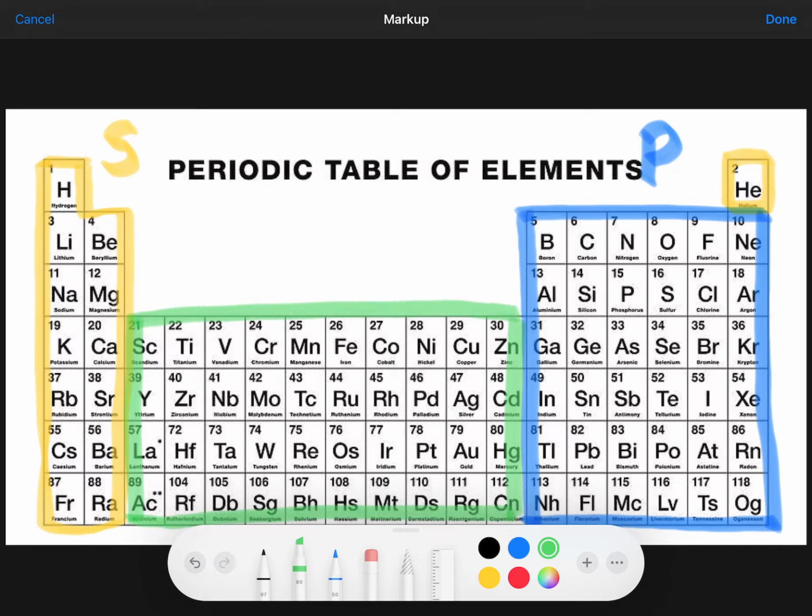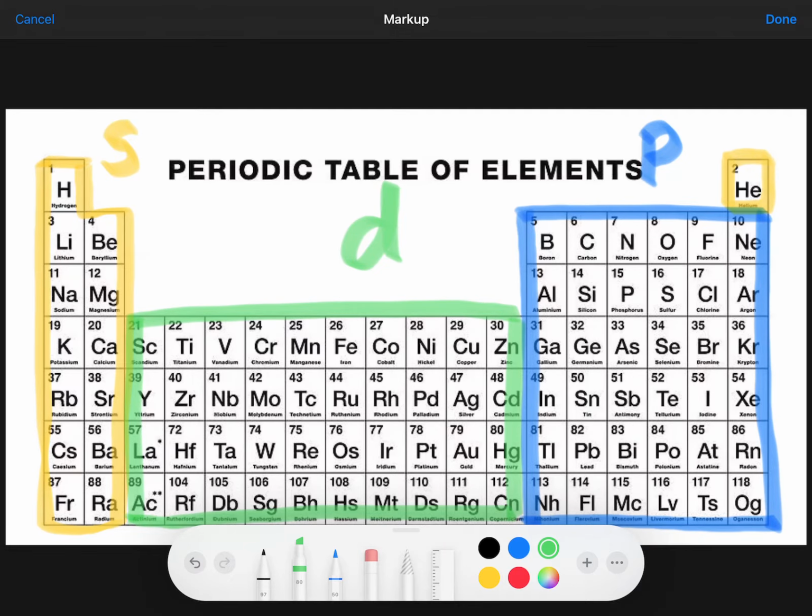Are we supposed to be writing this? No, but just remember this for your quiz tomorrow. Your notes should have a little picture of this in it. Just keep in mind, left is S, right is P, middle is D. I like to think D for dip. You know that area kind of dips? That's how it helps me remember it.